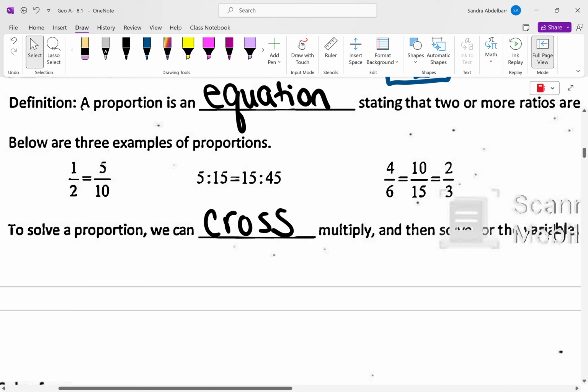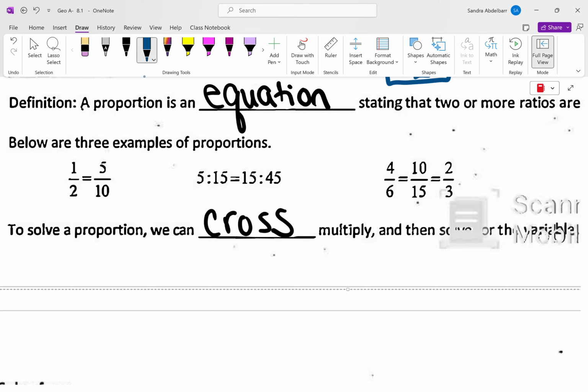Now we can check to see if a proportion is true, meaning if I have a half is equal to 5/10. This is a simple one because you can easily say, well, 5/10 is the same as a half, right? We can simplify that down. But another way to check a proportion to see if it's true is to cross multiply it. If you cross multiply it, you get 1 times 10 is 10, and then on the other side, you get 2 times 5 is 10. If the left side equals the right side, it's a true proportion.